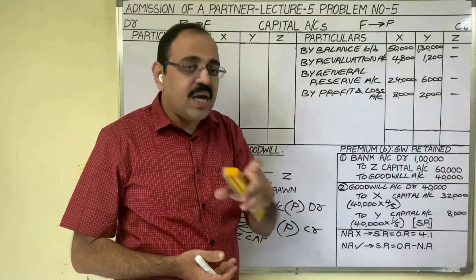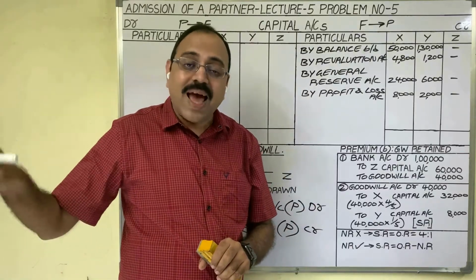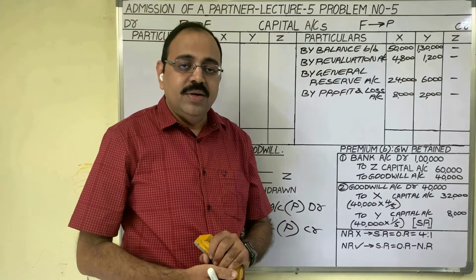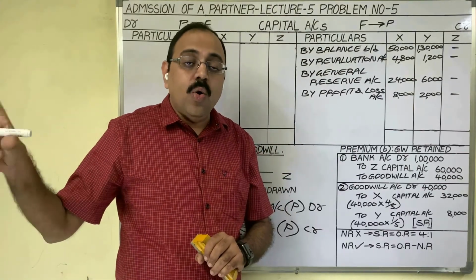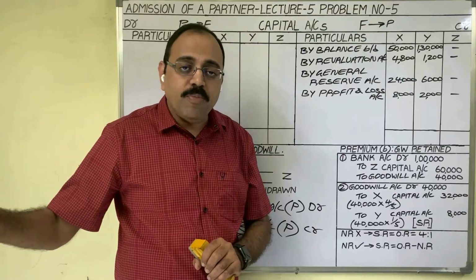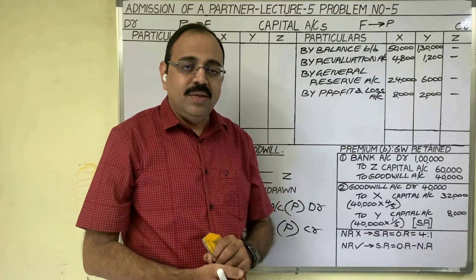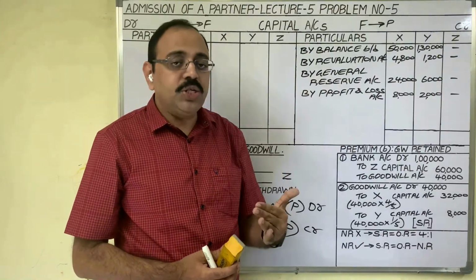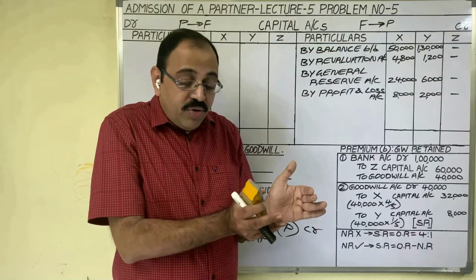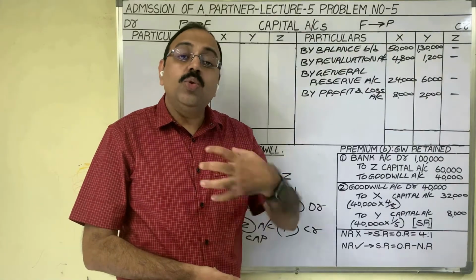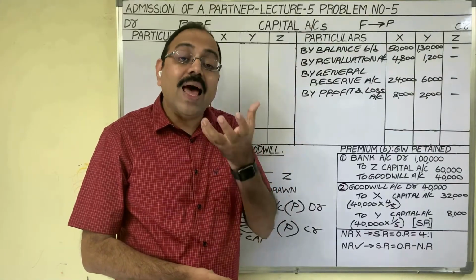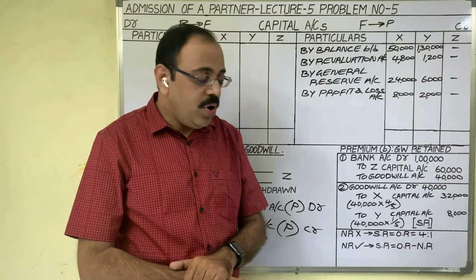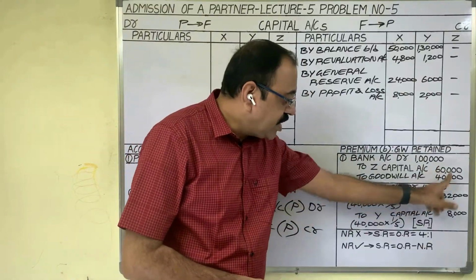When a new partner is coming, old partners are sacrificing some portion of their profits to the new partner. For this sacrifice, old partners expect some compensation from the new partner. That compensation amount is called goodwill. So, when the new partner brings goodwill, the firm should pay this goodwill amount to old partners. To the firm, this goodwill is a liability. Liability shows a credit balance. Therefore, goodwill account is credited in the first entry.